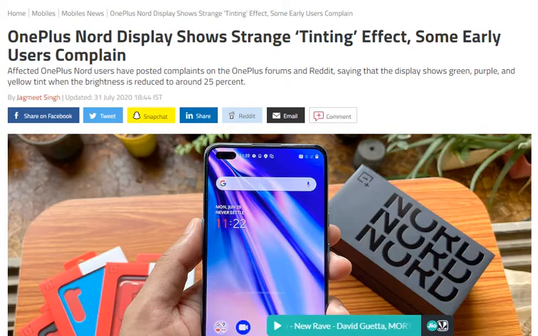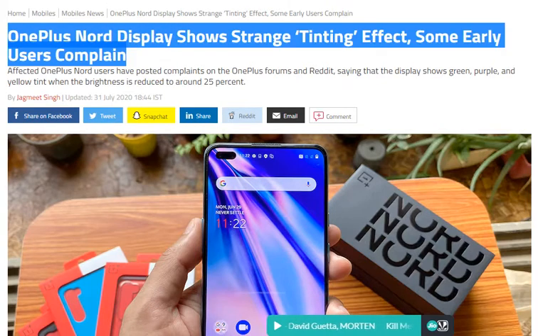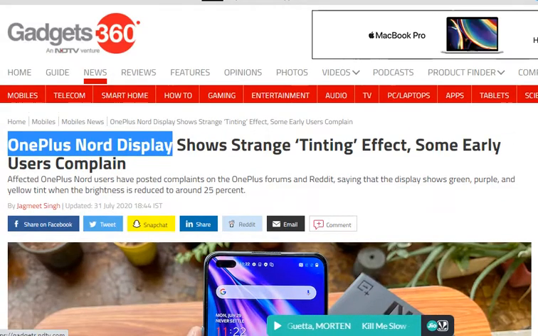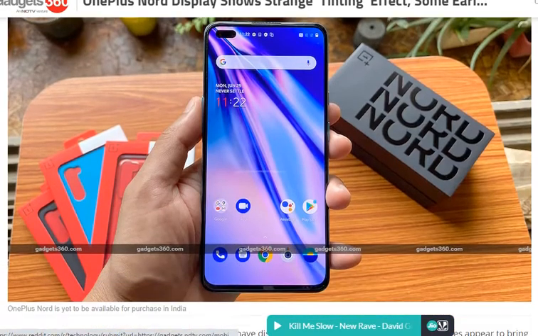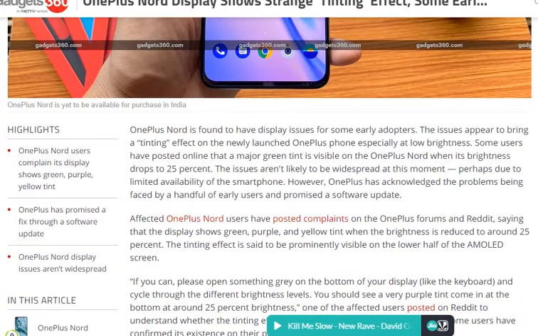Lately, if you see, OnePlus Nord has been facing this issue. I'm quoting this from Gadgets 360. This is a news article posted by Gadgets 360, and many people are reporting that they are facing this particular problem on their handsets.